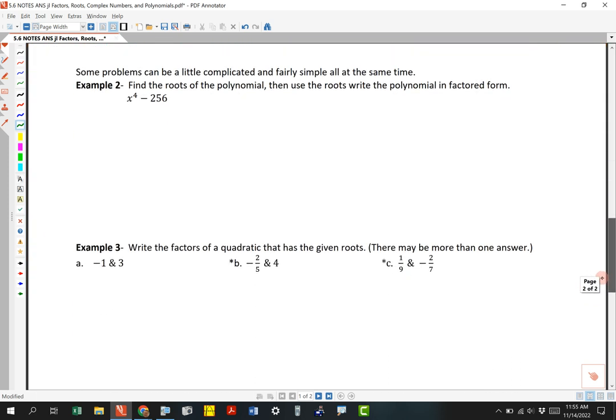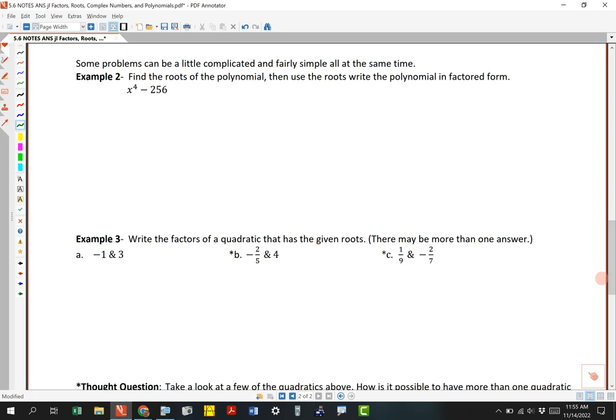Okay. All right, so if you take a look at this one, it looks like an absolute mess, and it says find the roots of the polynomial and then use the roots to factor it. This is not one that we've got a formula for to factor the entire thing, but we could do this. That's a perfect square of x squared, and that's a perfect square of 16. So I could at least break it up using the difference of squares formula. So this is x squared minus 16 and x squared plus 16.